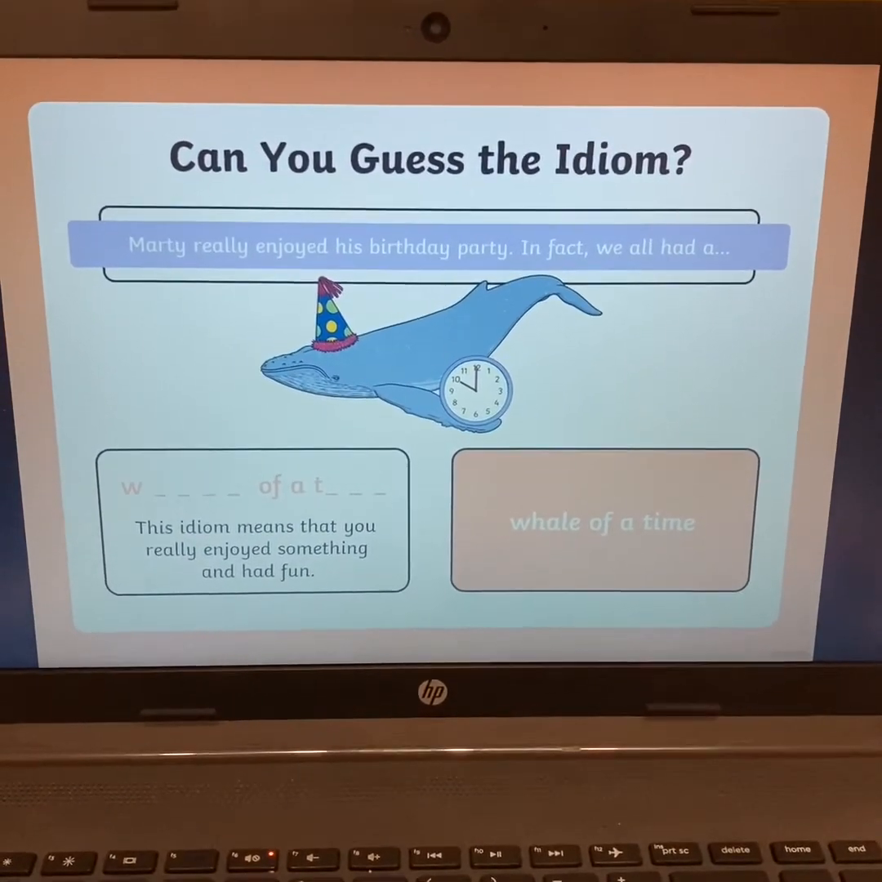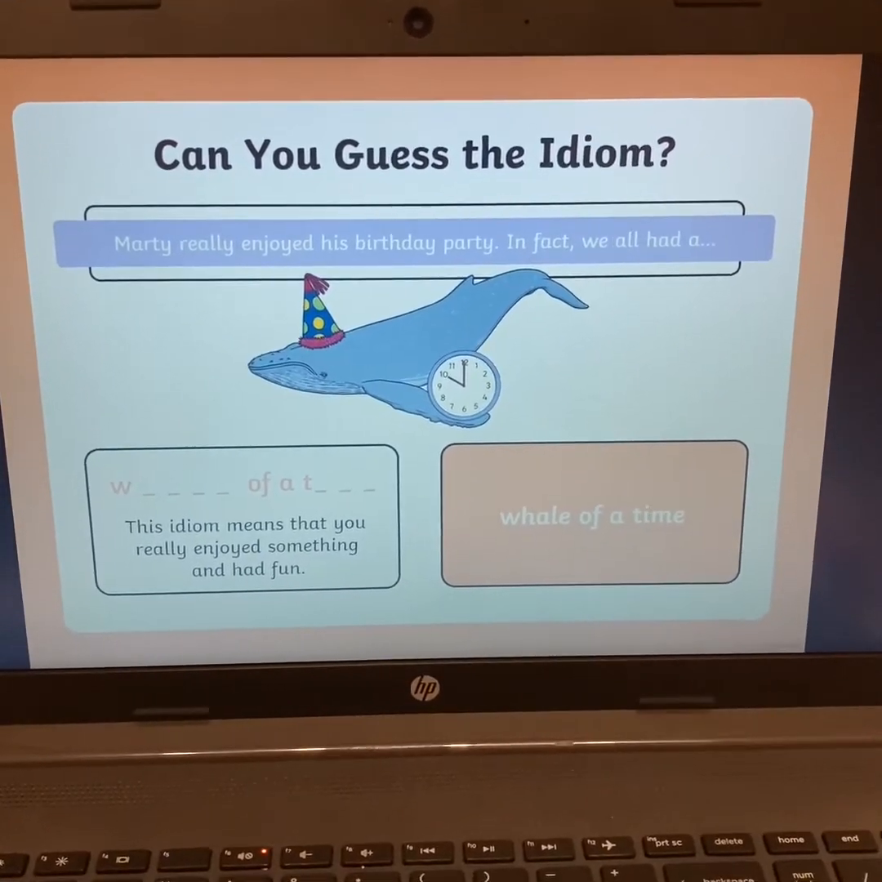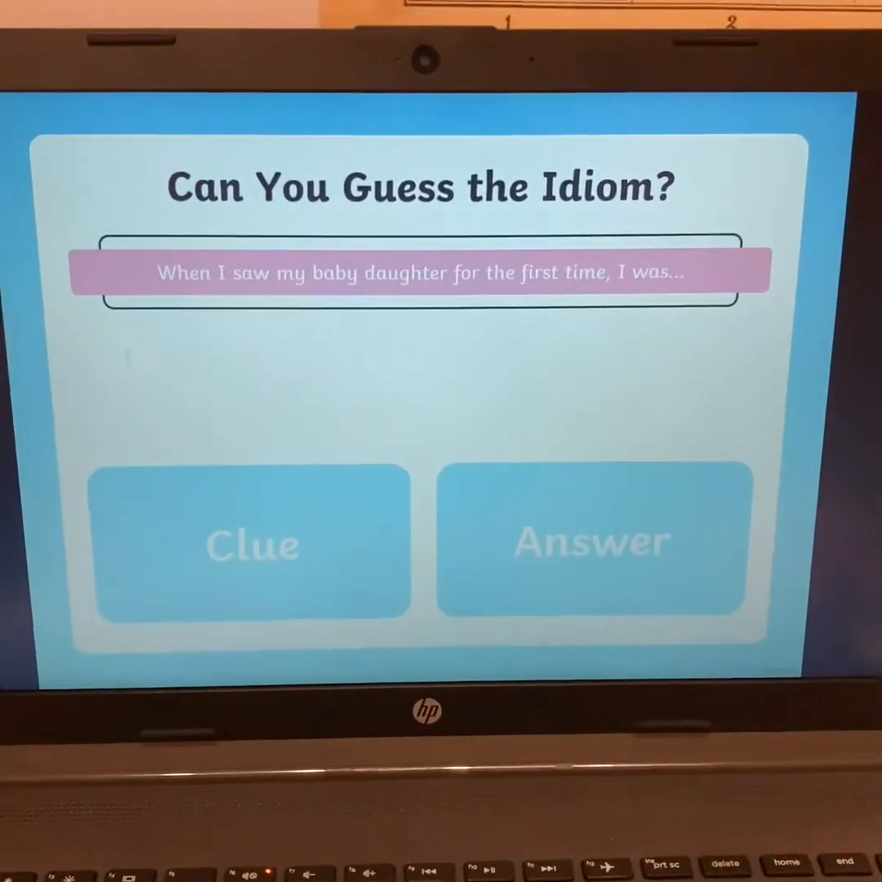Okay, pause then. Which idiom means it's expensive? An arm and a leg. Which one means that time feels like it's going really quickly? Time flies. Well done. Let's keep going then.